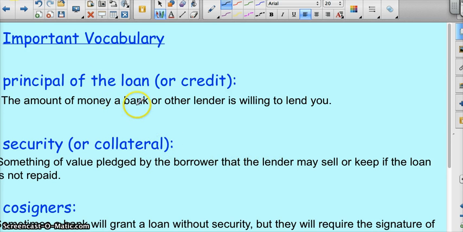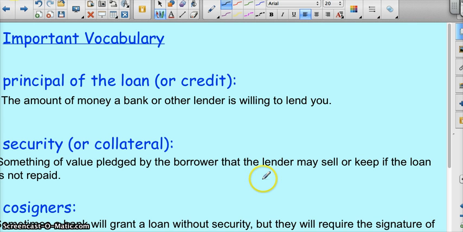Principal of the loan. This is the amount of money a bank or other lender is willing to lend you. Okay, so, you want to buy, I don't know, a new computer, and maybe the bank is willing to lend you $500. That's the principal. Now, for that bank to lend you $500, you're going to need to have security or collateral. Collateral is something of value that you're going to pledge so that if you don't pay back the loan, they can take that from you. So, maybe you put your car down as collateral on this $500 loan for a computer. What does that mean? That means if you don't pay back the $500, they can take your car, okay?